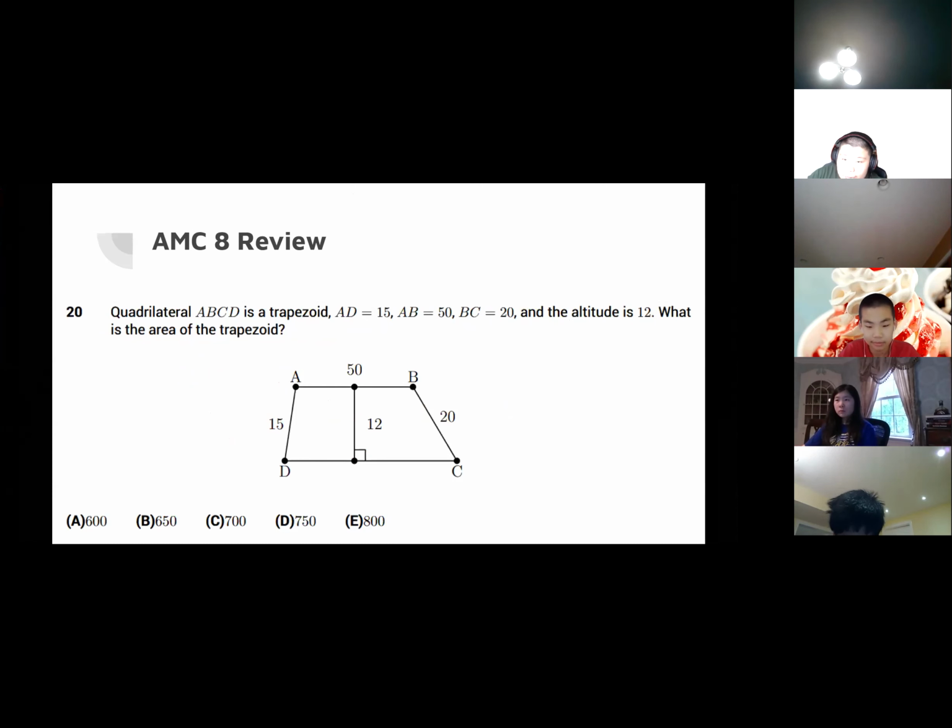Quadrilateral ABCD is a trapezoid. AD equals 15, AB equals 50, BC equals 20, and the altitude is 12. What is the area of the trapezoid? So, does anyone have any ideas on how you do this problem?